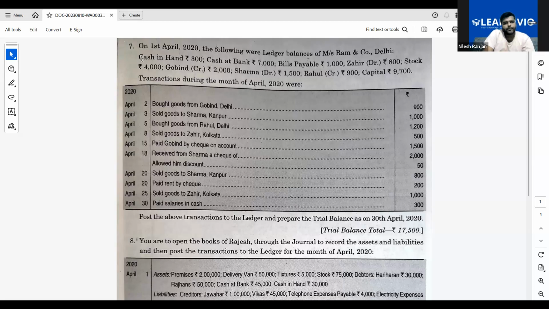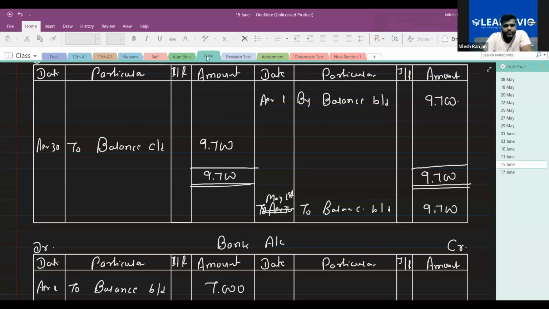So whenever there is any opening balance given in the question, you can pass a journal entry for opening balance, because there are some items on the debit side and some items on the credit side. Both sides should be equal. So in this question, I have written this.